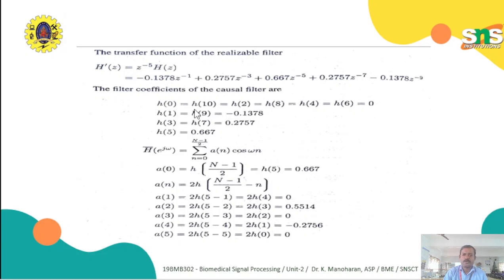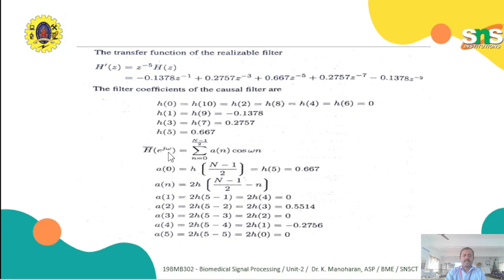So h of 0, 10, 2, 8, 4, 6: there is no value in this expression, so we can put it as 0. We have values only for 1, 3, 5, 7, 9. So h of 1 equals h of 9 equals minus 0.1378. Look at this value and this value. Similarly, 3 and 7 have the same value. So h of 3 equals h of 7 equals 0.2757. h of 5 has only one value. This is 0.667. I am writing it here.